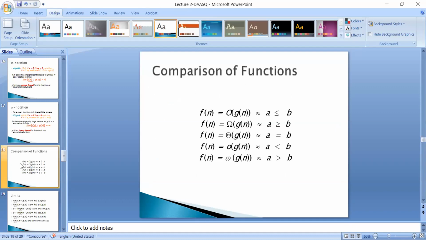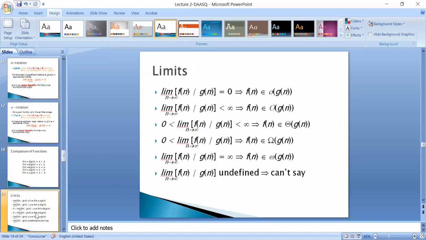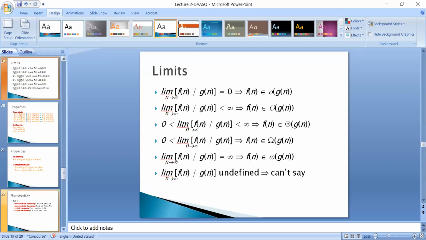Okay, so I'll just take 10 more minutes. I just want to finish this one and then we'll do the rest in the next class. So for you to remember, this is the relationship that you have. The limits part we'll do with examples, so I'll just skip this one.